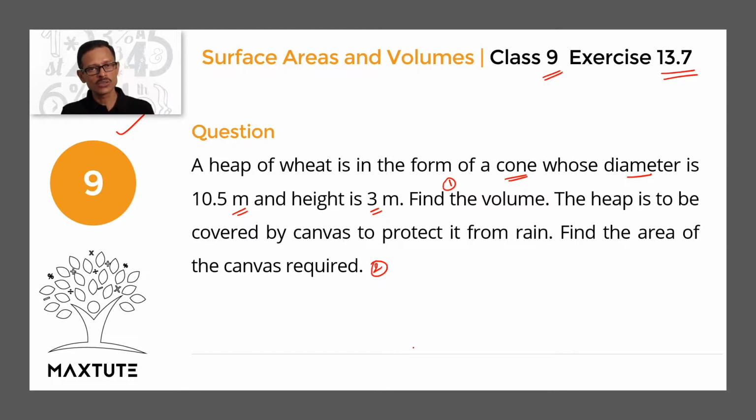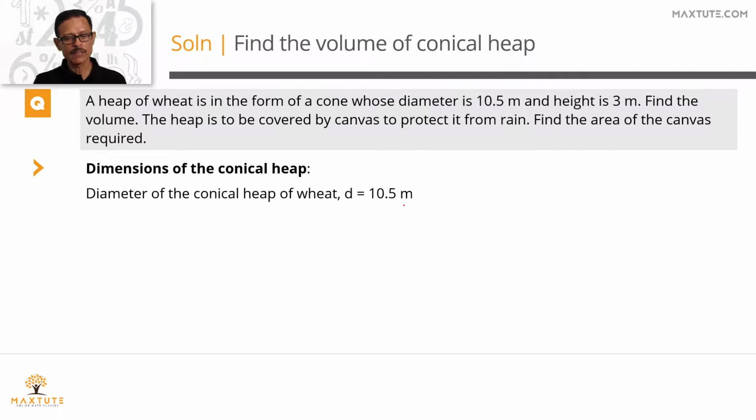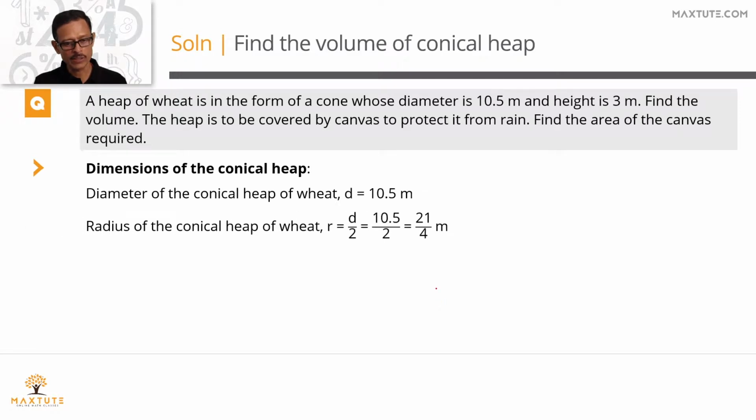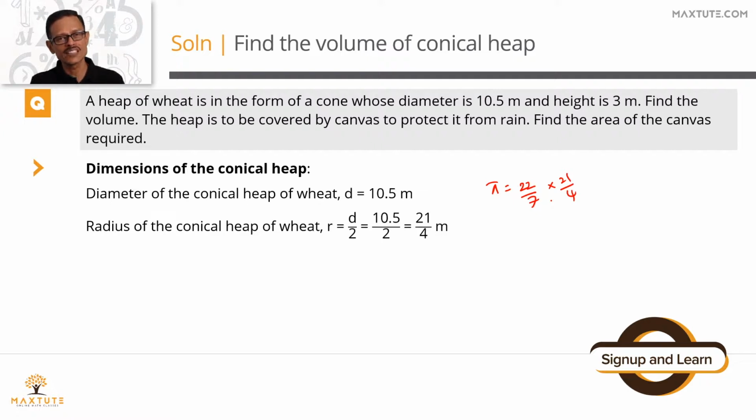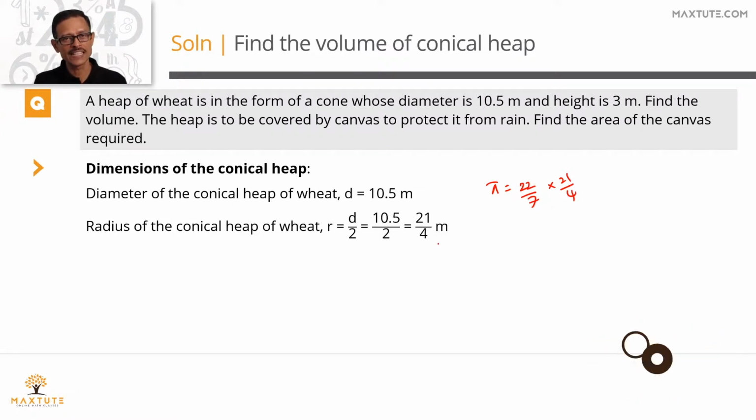Before that, let's jot down the key data. The diameter is equal to 10.5 meters. The formula requires us to compute the radius. Radius is equal to half the diameter, which is 10.5 by 2. I'm writing it as 21 by 4 by multiplying the numerator and denominator by 2. Why am I doing that? It makes calculation sense. Typically, unless otherwise stated, we'll take pi to be equal to 22 by 7. So pi into r is going to make it 21 by 4. The 7 and 21 will cancel with each other. So let's go with 21 by 4 as the radius.